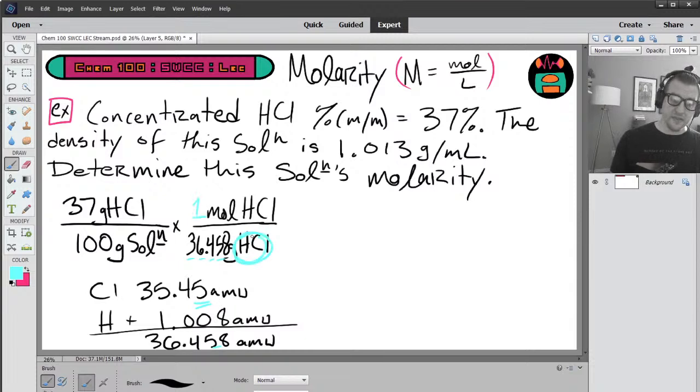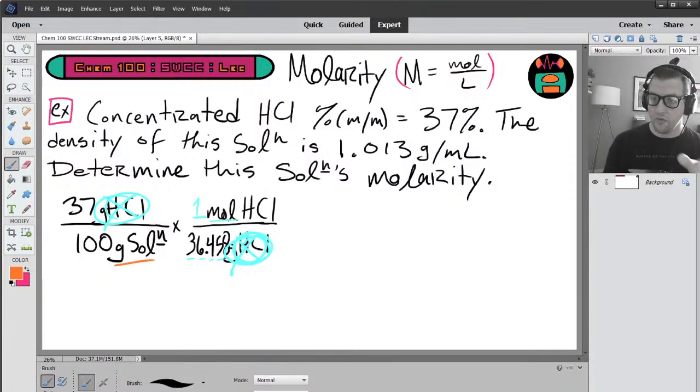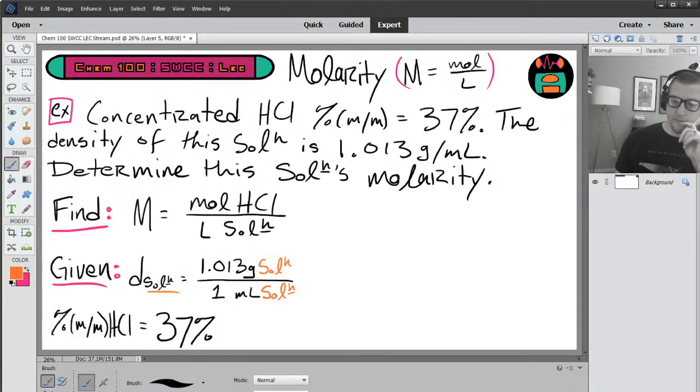Notice that grams of HCl cancel grams of HCl, and now we have moles in the numerator, which is awesome. That's what we're after. Now we have to go to work on our denominator. Now, if you're wondering, okay, where do we go from here? Take a moment to recall when we were laying out our information at the very beginning.